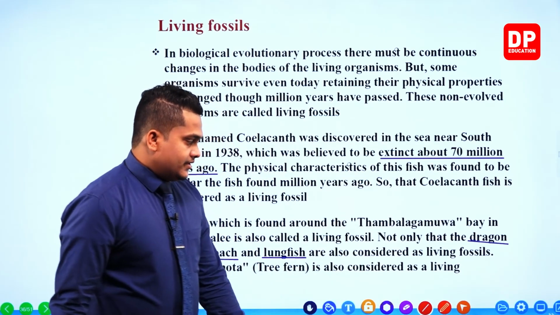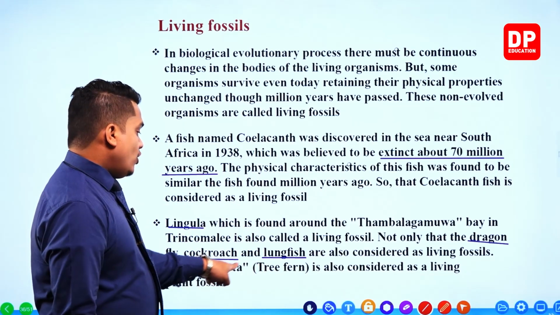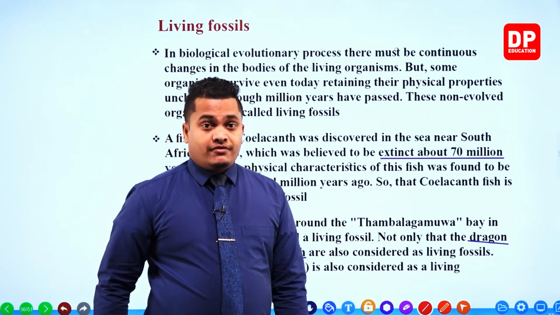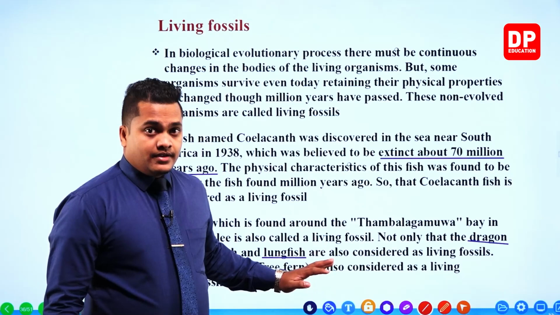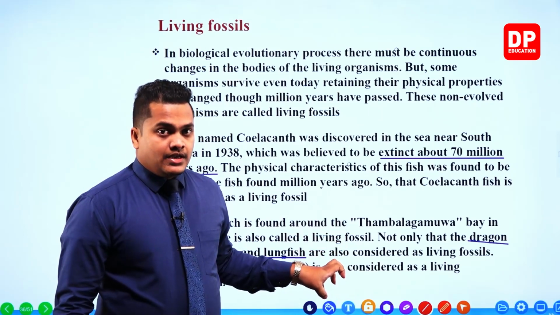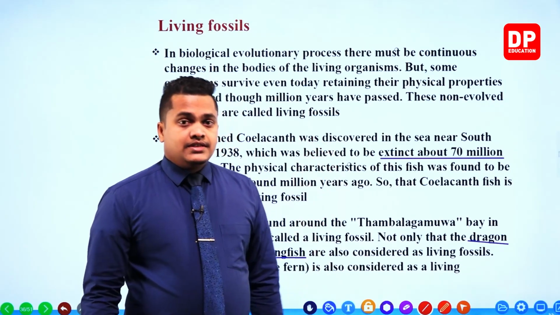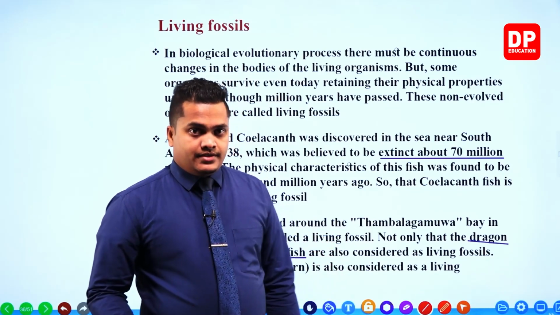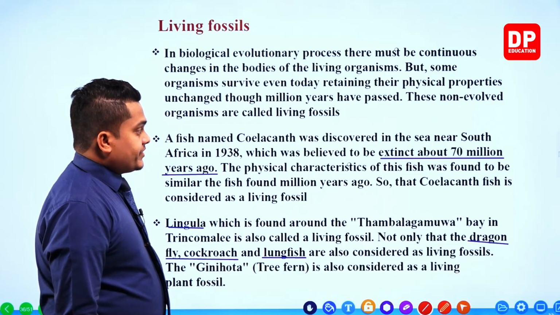Okay. Then, not only animals, the guinea otter, a tree fern, is also considered as a living plant fossil, right? So, guinea otter, this is a plant tree, right? A plant, also a tree, and it is a fern type tree. So this plant is also considered as a living fossil because at the earlier time also, like millions of years ago, this guinea otter plant was there, right? So these are the examples for living fossils, my dear children.